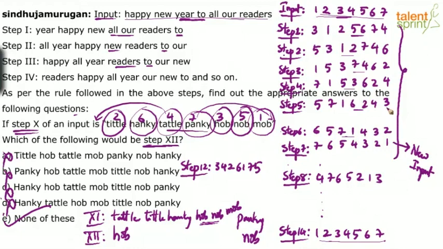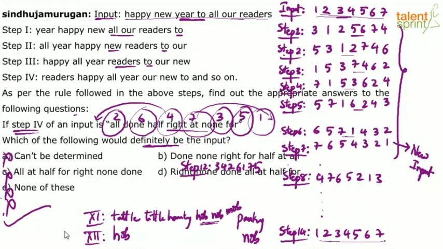So step 12 will be first the third word. Now the third word is hob. First position should be hob. None of the options have got hob. So the answer is option 5. Look at the last question. There's one more question along with this. So let us look at this last question.